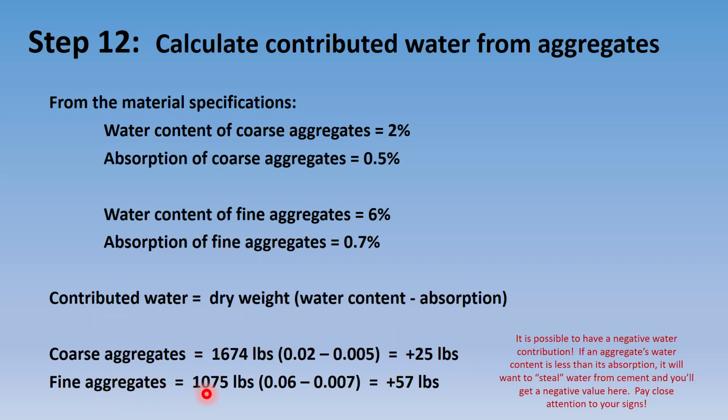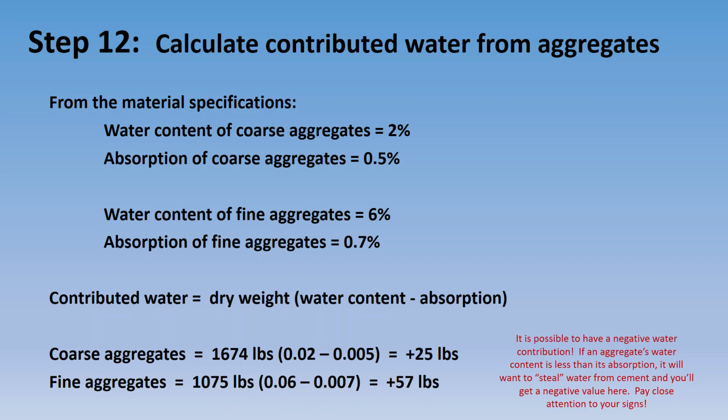Fine aggregates, 1,075 pounds of dry mass times moisture content of 6% minus absorption of 0.7%. Again, put those into numbers, take them out of percentage form, and you're going to get that sand, because it's considerably wetter, is contributing an additional 57 pounds of water.